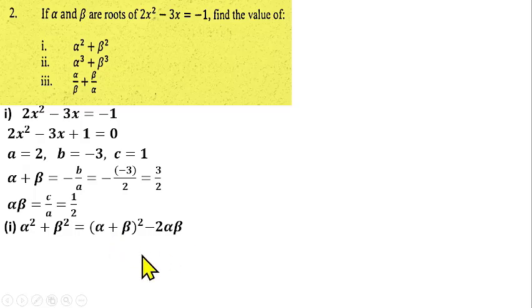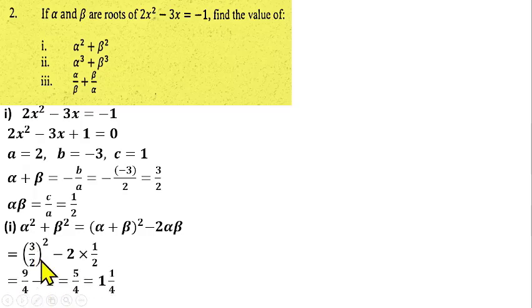If you put that here, that should give us 3 over 2 squared minus 2 multiplied by the product, which is 1 over 2. So 2 will take care of 2 here, and 3 over 2 squared will give us 9 over 4. Then 2 will take care of 2, that gives us minus 1 here. If you simplify this by finding the LCM, that will give us 5 over 4, which is simply 1 and 1 over 4. So that is for alpha squared plus beta squared.